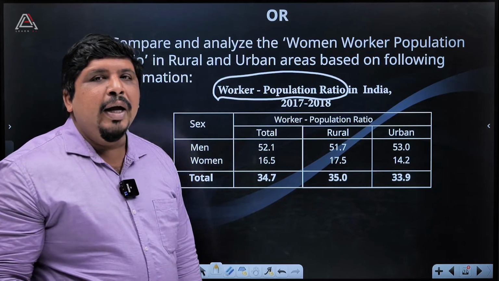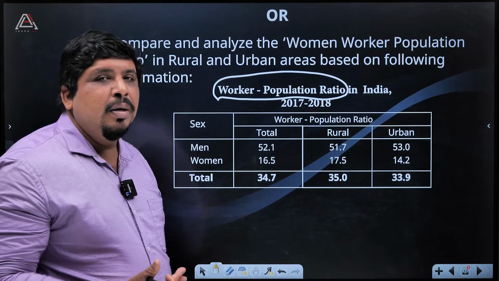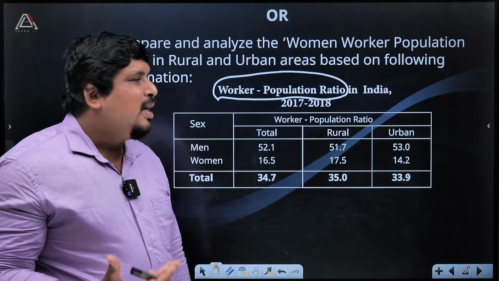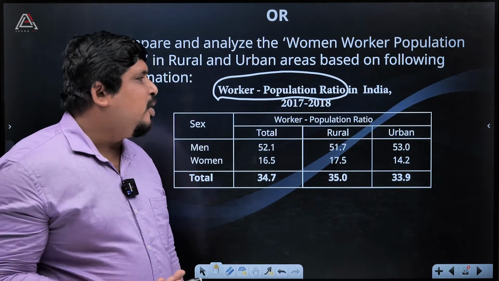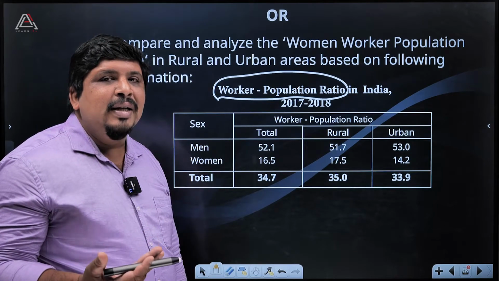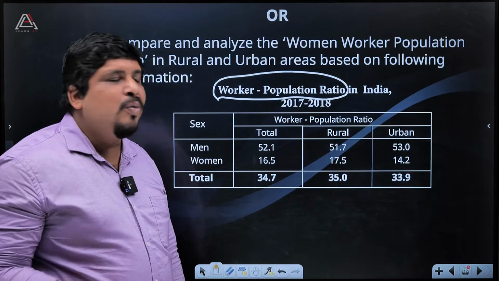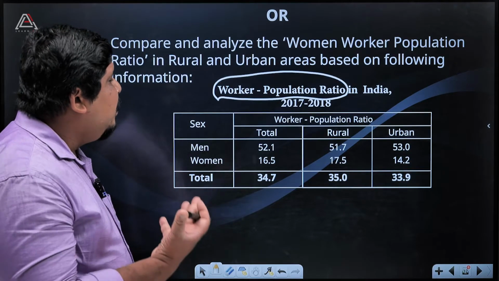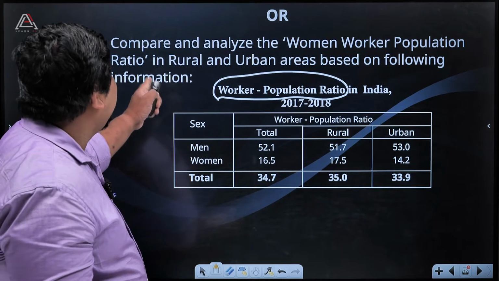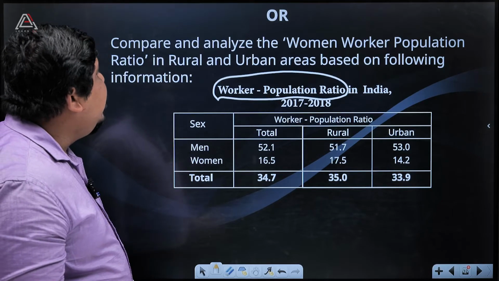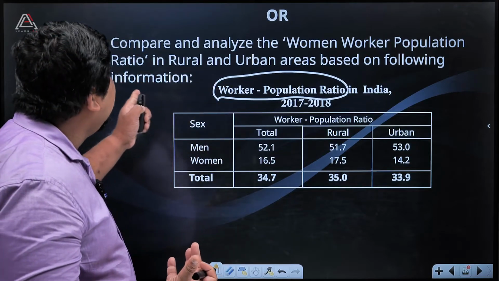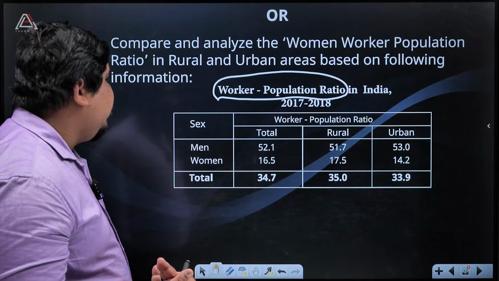You will not get this table from your textbook. Maybe from the economic survey or other data published by the government or health department, whatever it may be, we are getting this data. You have to analyze this data. If you write the answer properly, you will get 2 marks. Very simple. All the details are here. You have to analyze only the women worker population ratio, not the men's, according to this question.